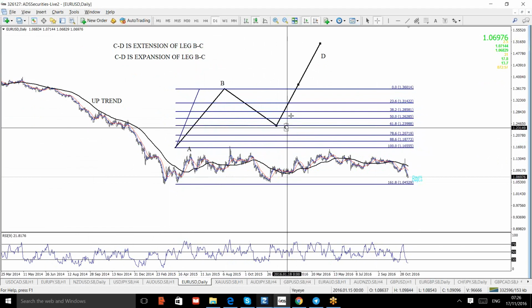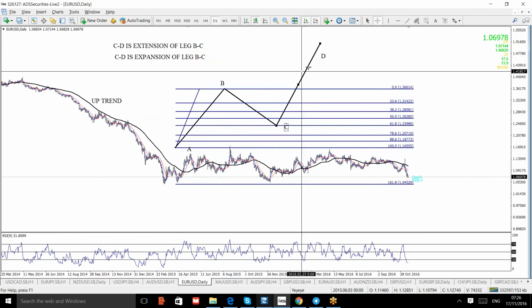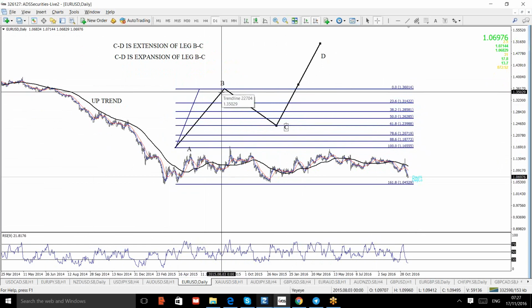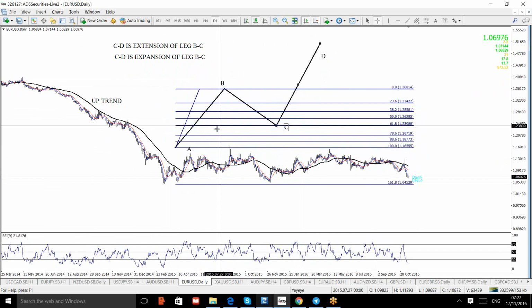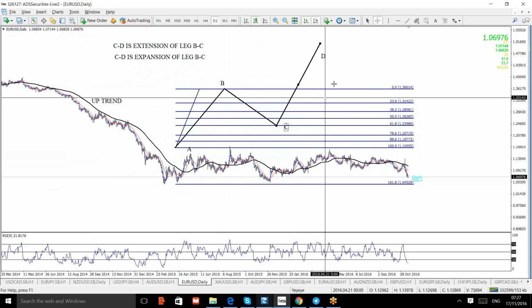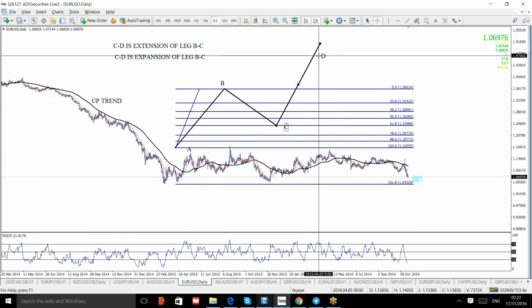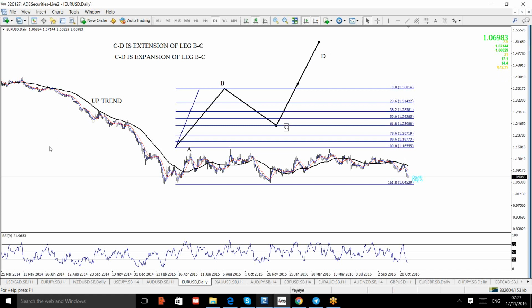So CD is an extension of leg AB, right? So now guys, the question arises how far CD can go, how far this D can go, and where this leg CD will end. AB is the trend, BC is a counter trend, CD is a continuation of AB. Absolutely right, 100%. Okay, everybody understand? Zain, Khudayar, Khan, Boston, Lee.